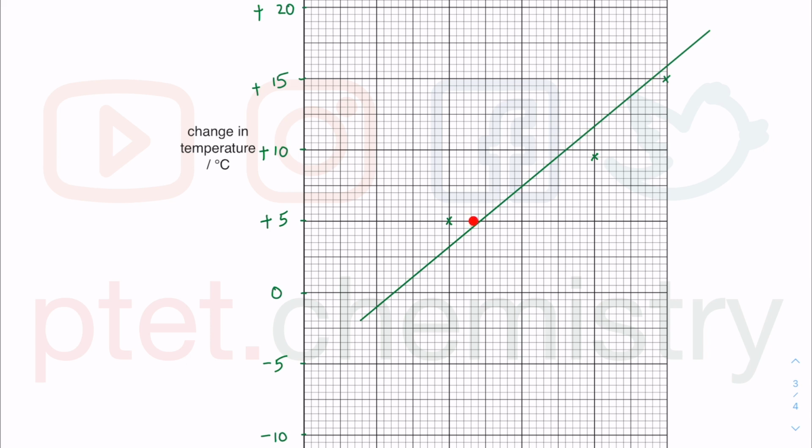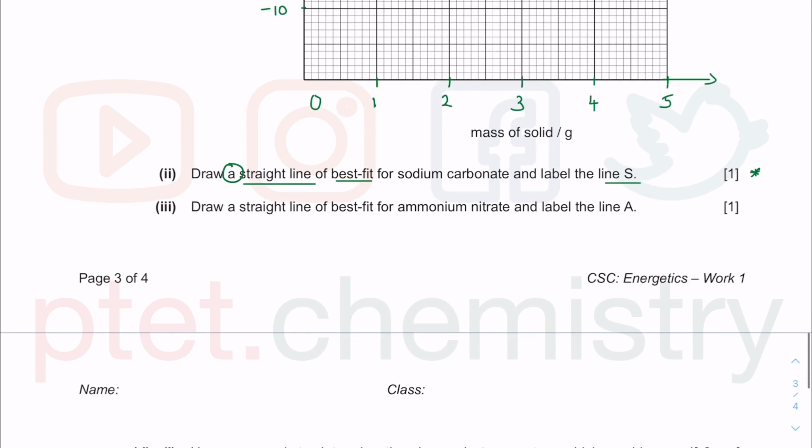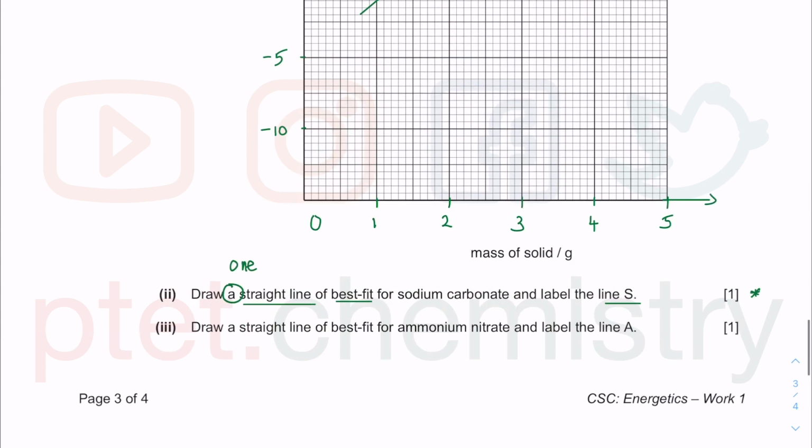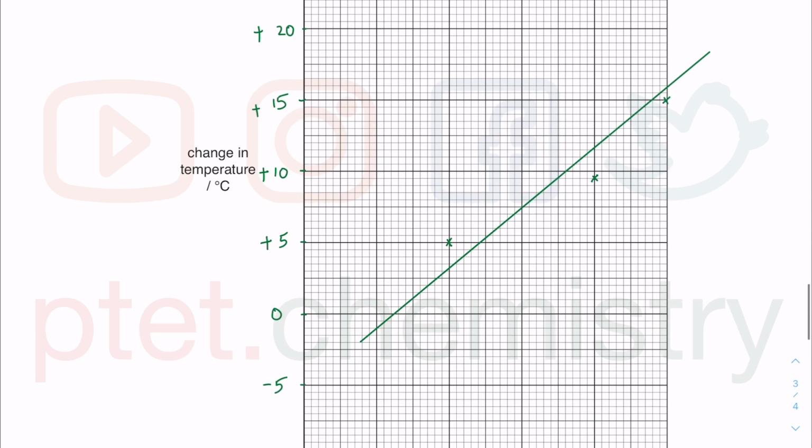This is part of experimental skills. You need to understand what is a line and what is a straight line. A means one. Best fit, you don't just connect the dots. It doesn't work like that. Okay, label the line as S. So I'm just going to label this as S.